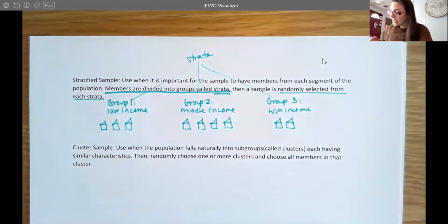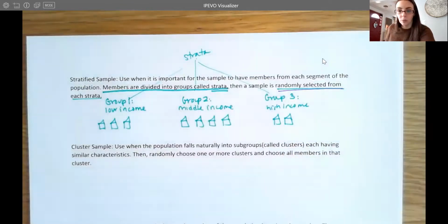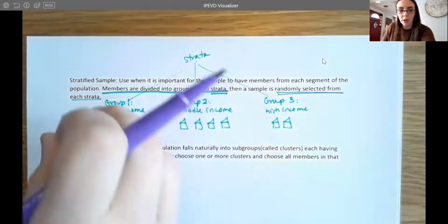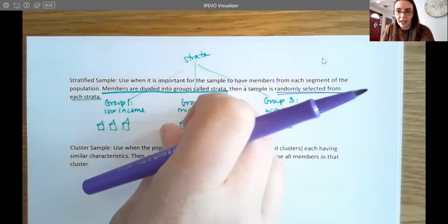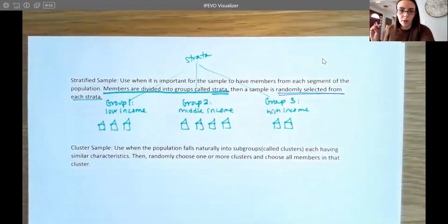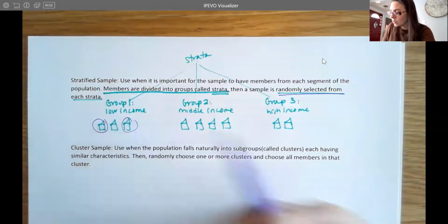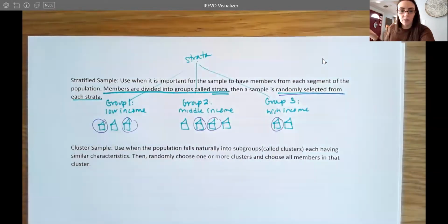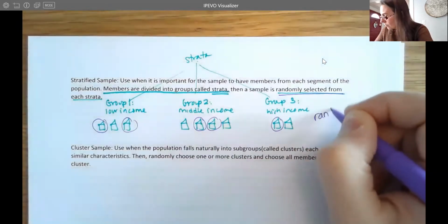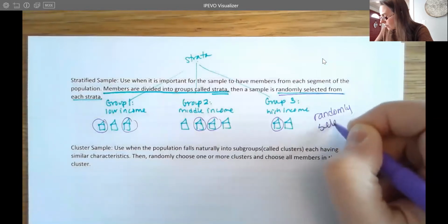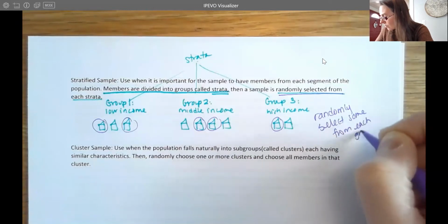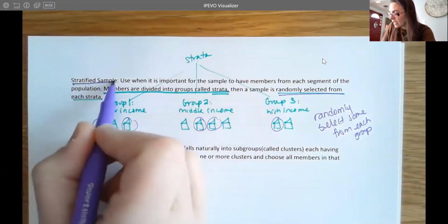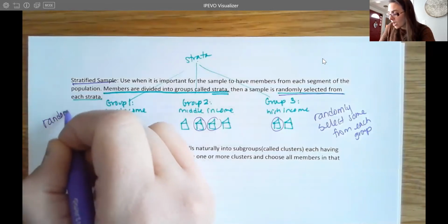And then what you do is you randomly select from each group. So now you're doing random. You group them first, but now you're going to randomly select. You're going to put these names in a hat first and pull out so many, these names in a different hat, pull out so many, and then these names in a third hat and pull out so many. So maybe I randomly select these two houses, and then these two houses, and then this house. I'm randomly selecting a little bit from each group. So that would be a stratified sample. It's still random, but it's not simple random.